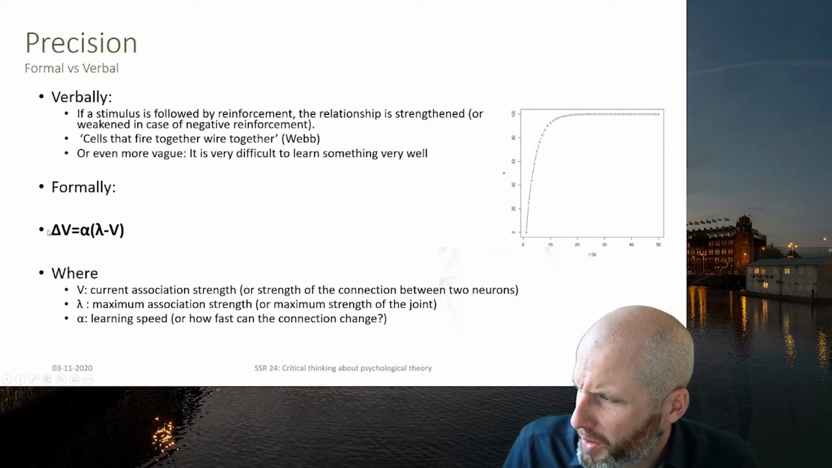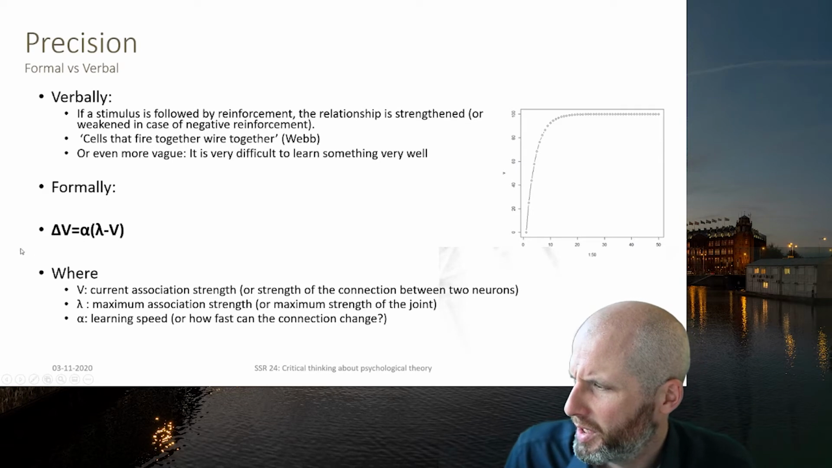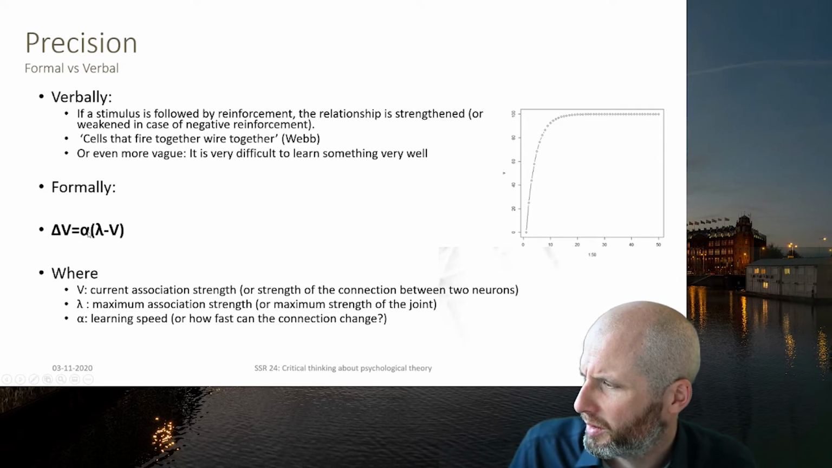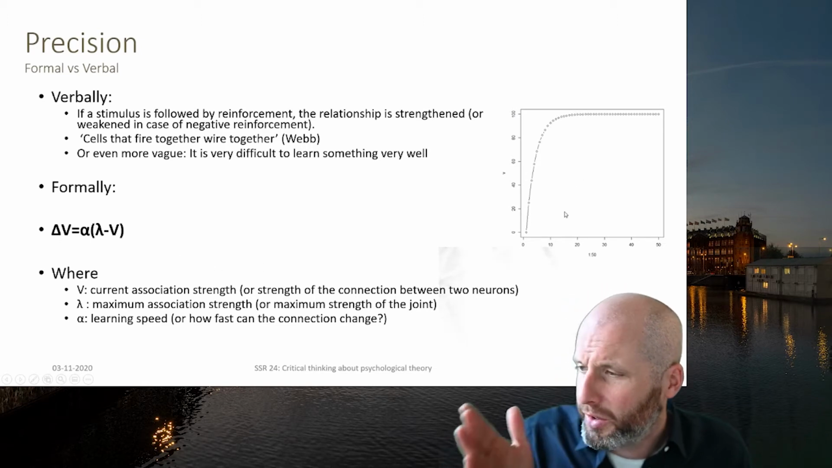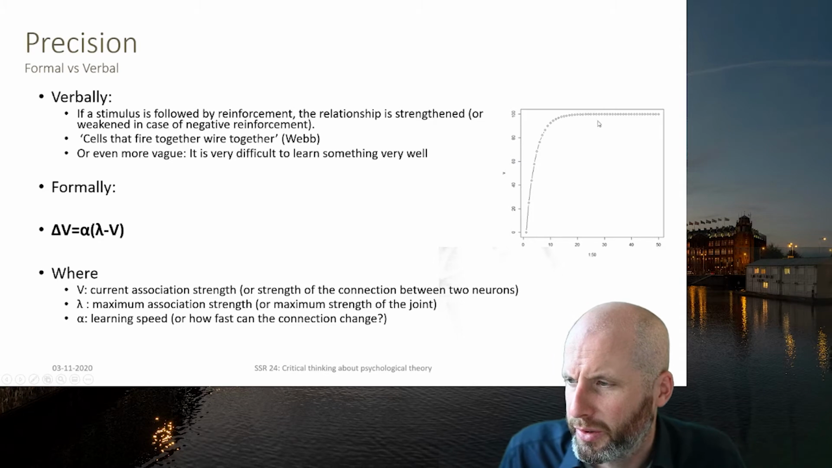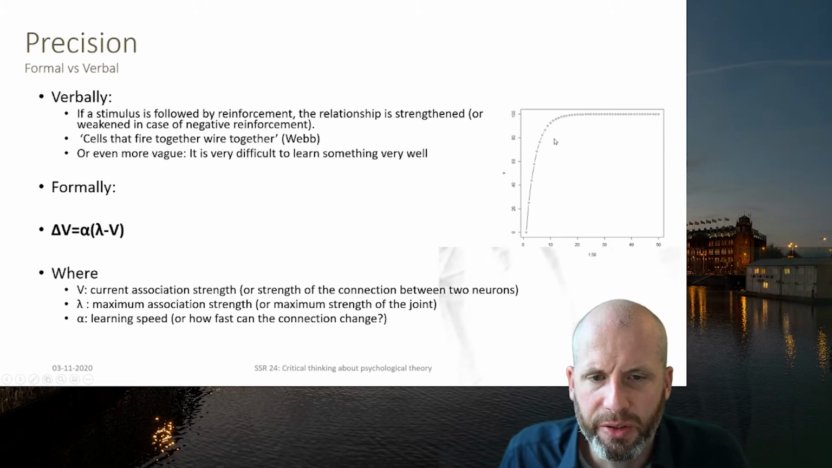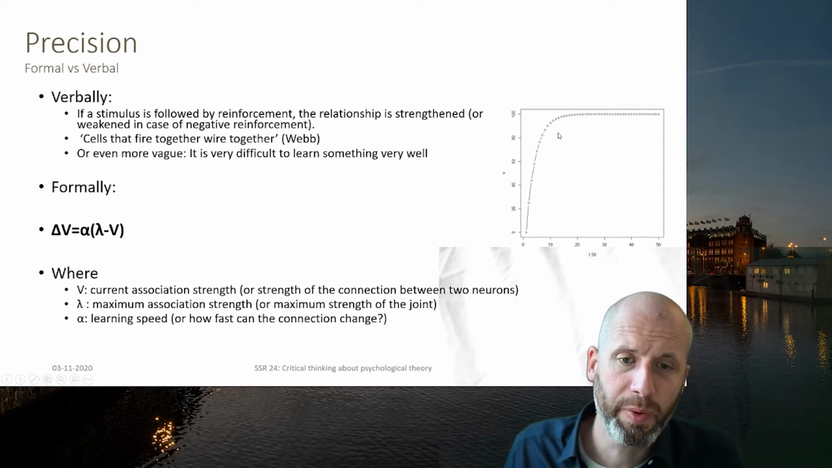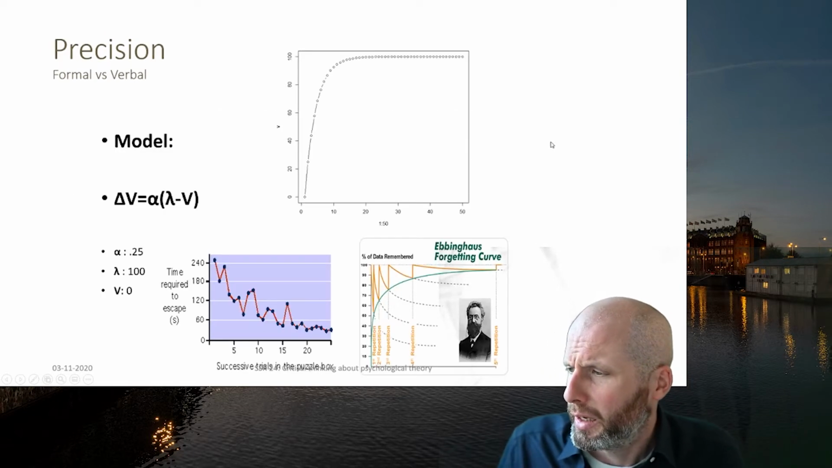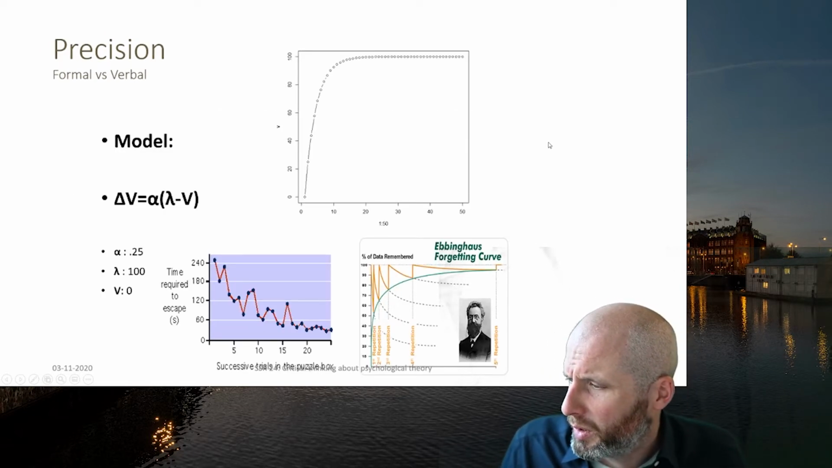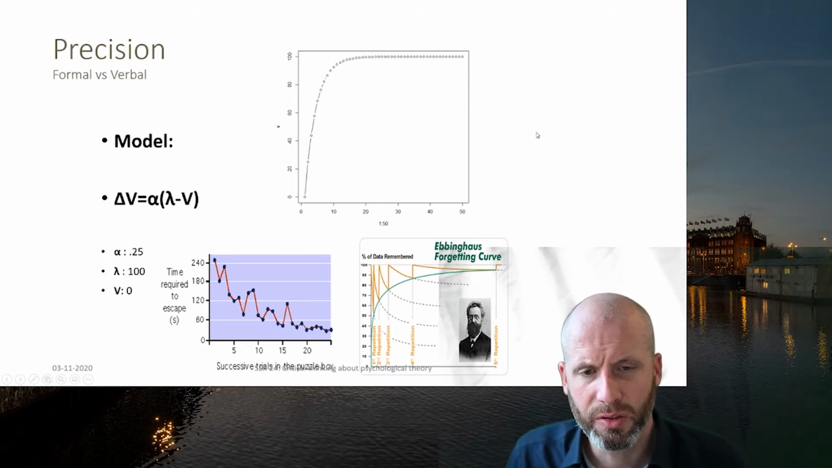So your formal model of the changes in association strength, based on learning speed, the current association strength and the maximum association strength, is depicted here. And then you can see whether this curve, the learning curve as shown here, actually fits actual data that you could collect in experiments. And it turns out that it does quite well, as described in the reading as well. The Rescorla-Wagner model is in line with a whole host of conditioning experiments and research, neurological research as well.